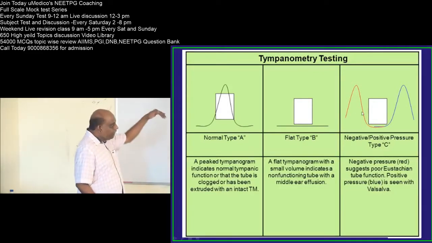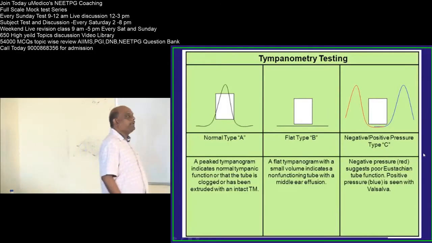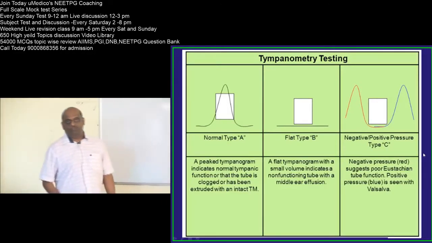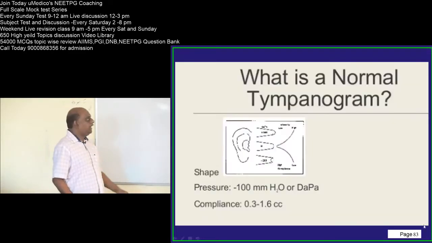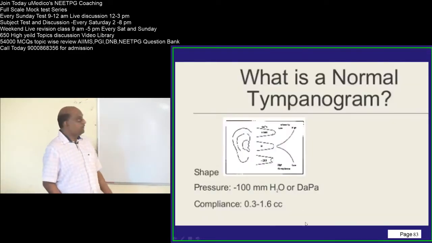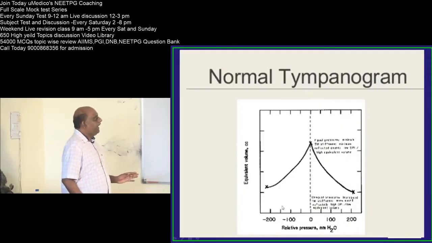Then if there is any negative pressure, it will take a dip down, and that is typically seen with poor Eustachian tube function associated with serous otitis media. Type C is what you typically see. So this is a normal type of tympanogram. This is how it looks with a peaking up.